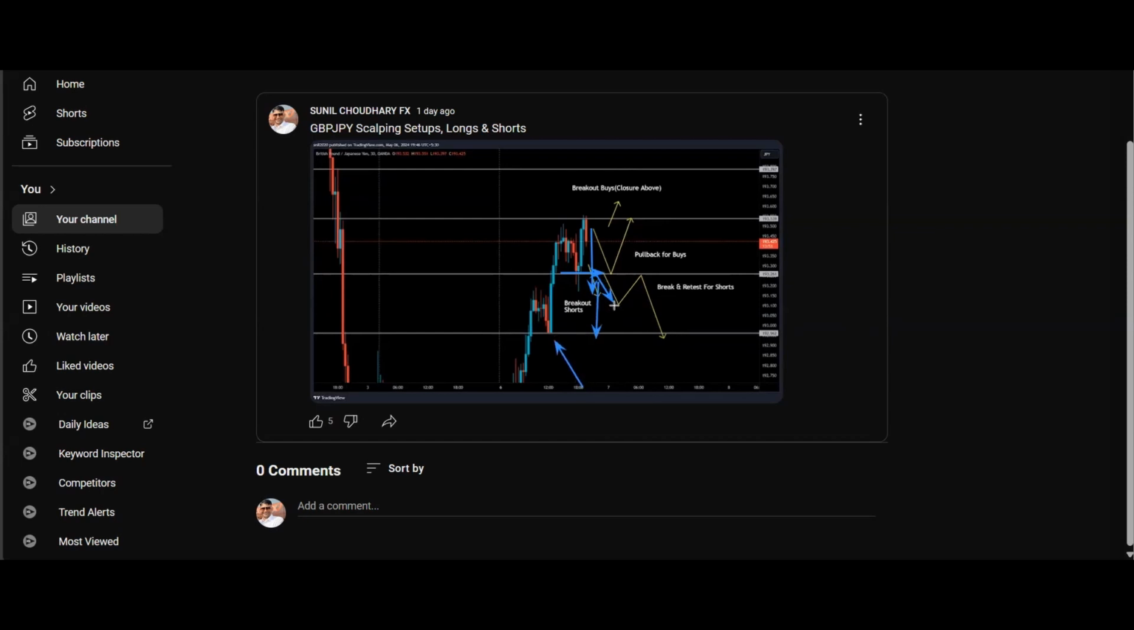And also if we make a new low, we can also wait for a pullback, and we can call this setup a break and retest setup or a pullback setup to again look for selling opportunity to target the next support, which is right here.